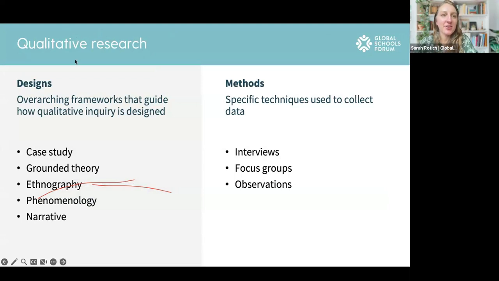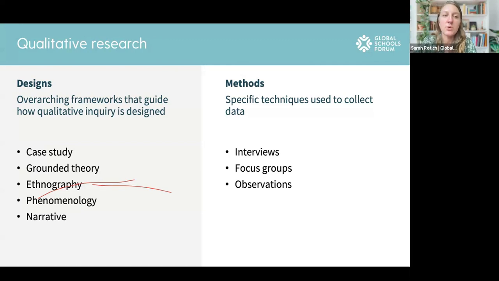I will dive in a little bit deeper to talk about what qualitative research can look like. As Ekaterina said, this is largely about getting a really deep picture of what's going on with your solution or in your context. And within qualitative research, there are a number of different designs as well as some different methods that can be used. Designs are overarching frameworks that guide how your inquiry is designed.